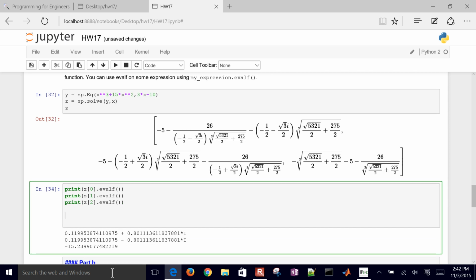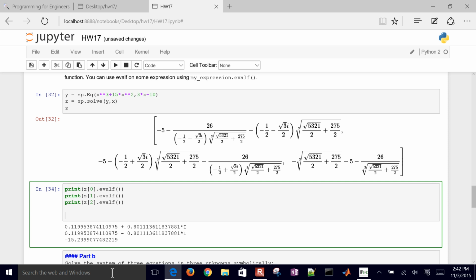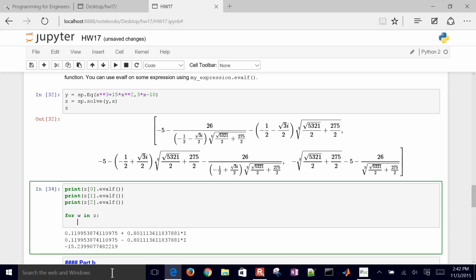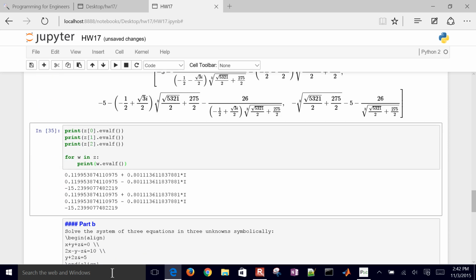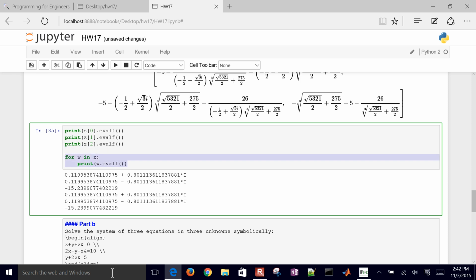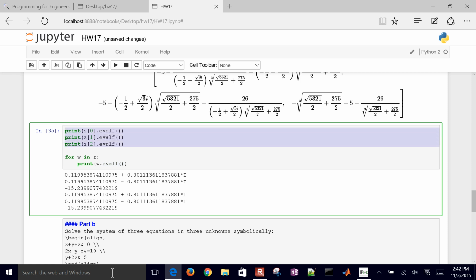Let's say I have a long list, a lot of roots there, then I could do something like a for loop. So let's do for w in z, and then print w dot evalf, and then that will print those same 3. So that's a little bit more efficient. I cycled through with a for loop for every element in z, and each element is then w, and then I evaluated that and printed it out. So there are my 3 roots.